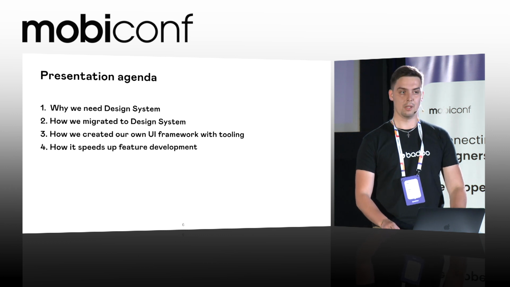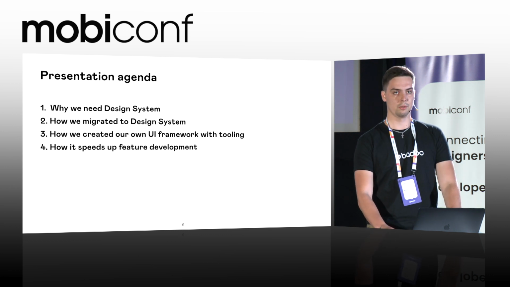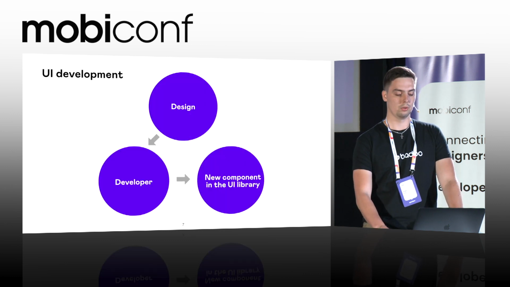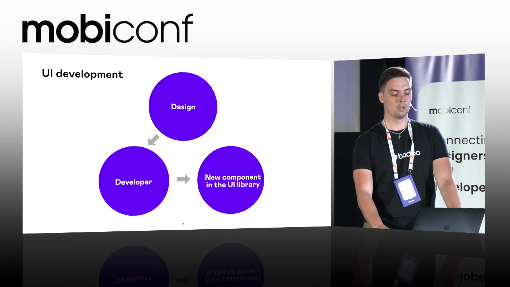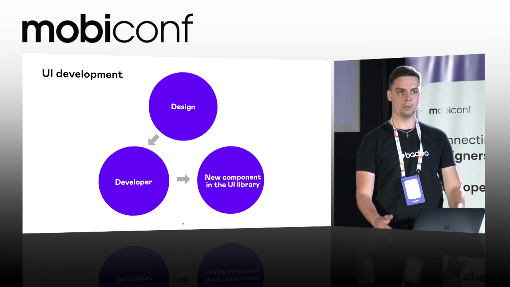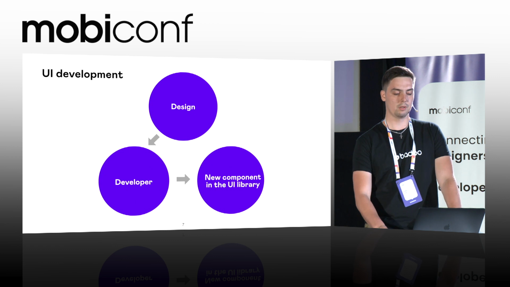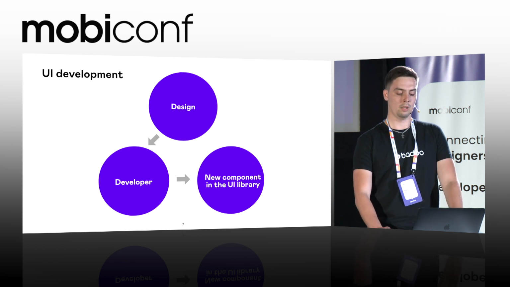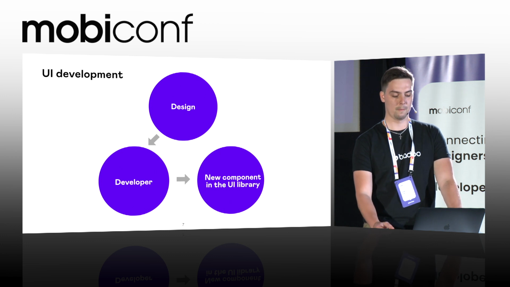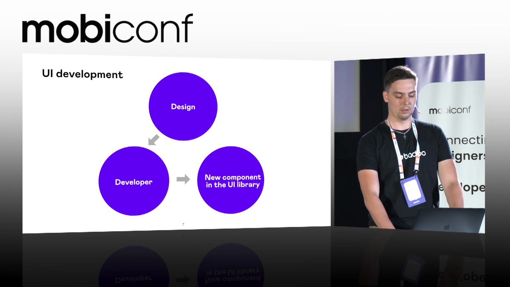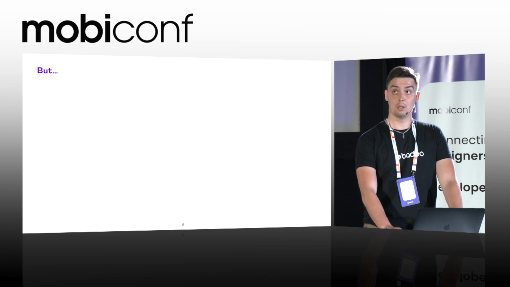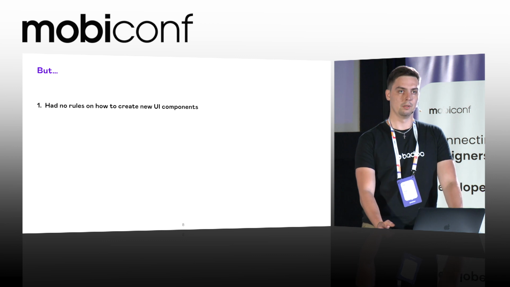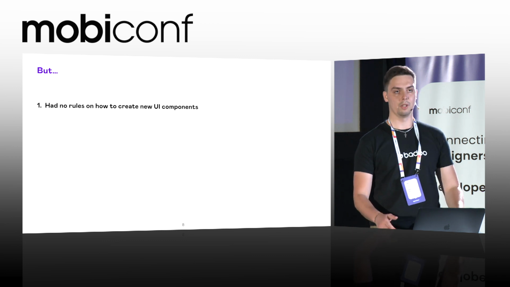But before that, I want to say that all of us wanted to reuse UI components. And how did we usually do it? Designers just sent us designs, a developer tried to split the design into UI components, tried to find these components in the library, and if he couldn't find one, he just created a new one to use in future. But we had a problem with this process, and the problem was that we didn't have rules for how to create new components.